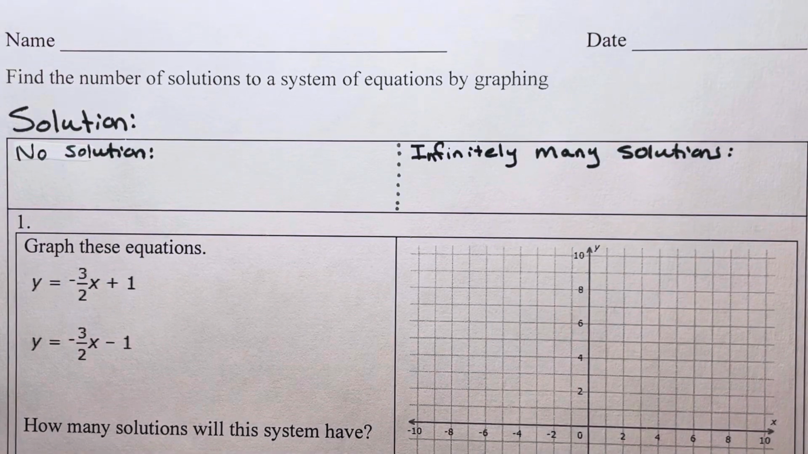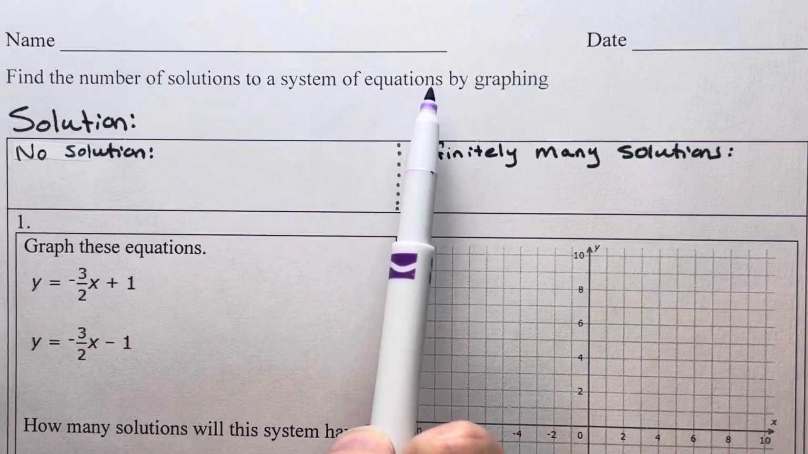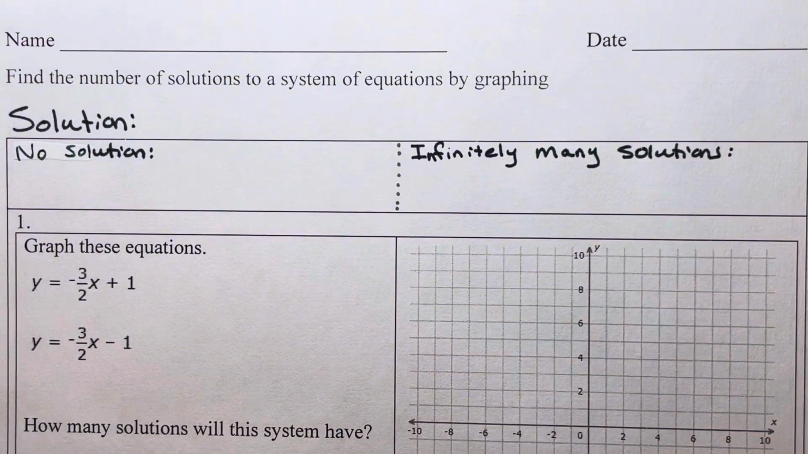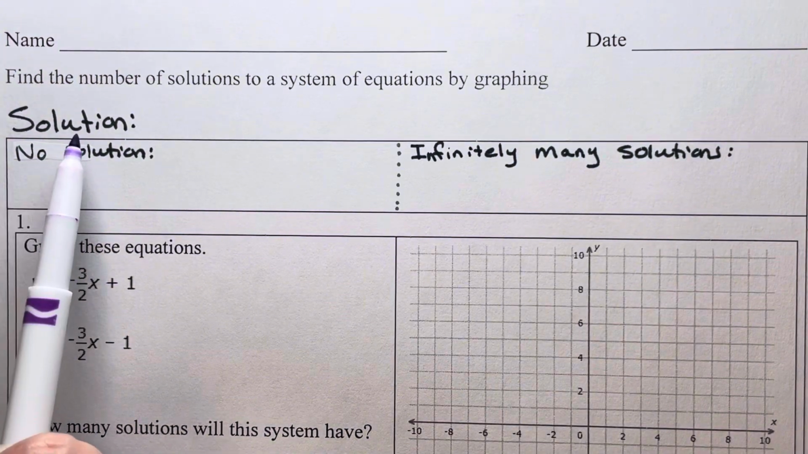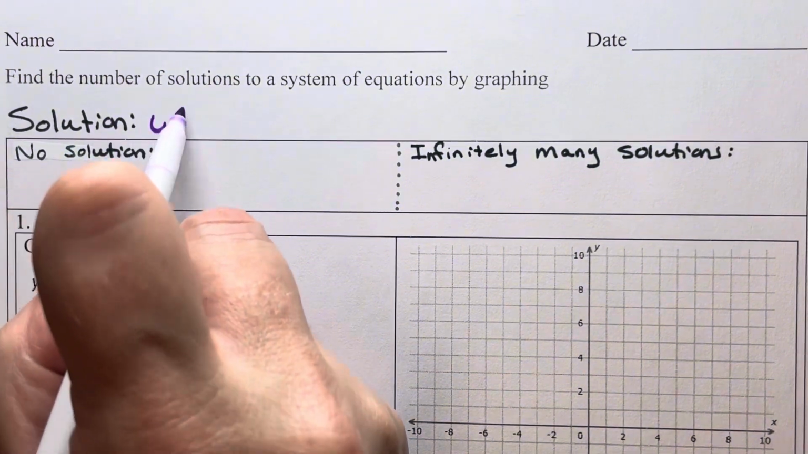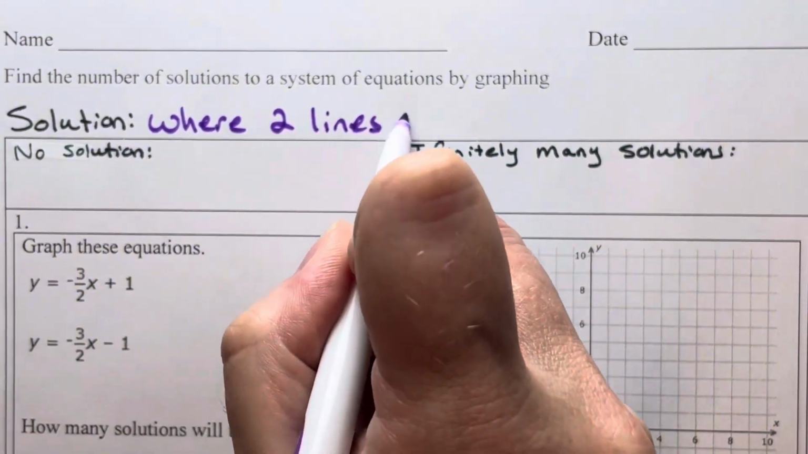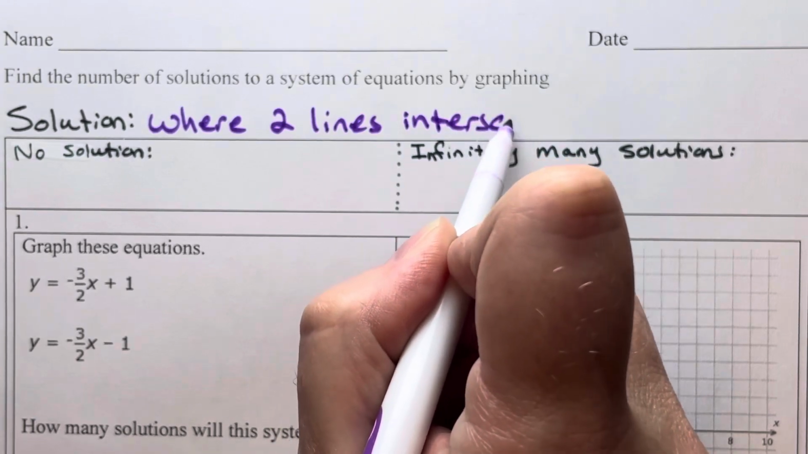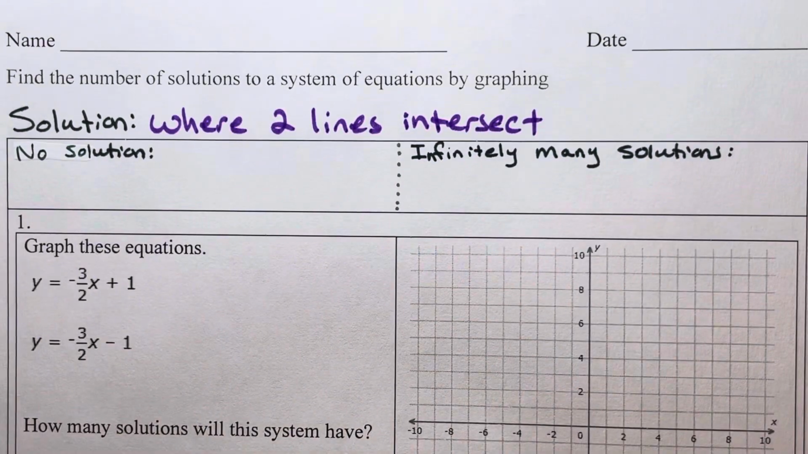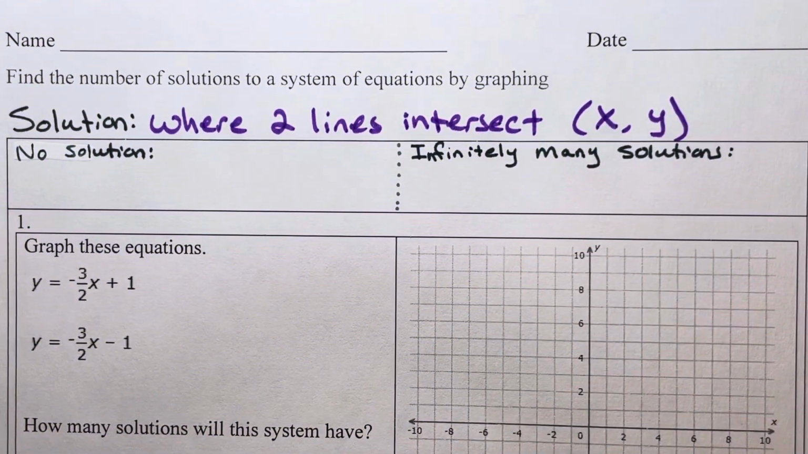In today's math lesson, we're going to find the number of solutions to a system of equations by graphing. Let's start by remembering what a solution to a system of equations even is. A solution is where the two lines intersect. It's the actual coordinate point of where that happens.